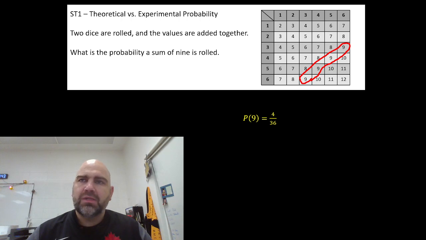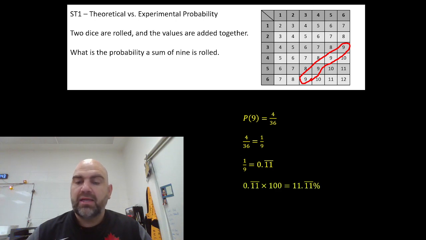But we're not quite done here yet. Can we simplify this? You bet we can. We can simplify 4 out of 36 to 1 out of 9, or 1 in 9. So there's a 1 in 9 chance that we get a 9 as we're rolling. We can change that into a decimal. So this would be 0.11 repeated. And we can change that into a percent by multiplying by 100. And that's going to give us 11.11% chance that we get a 9.